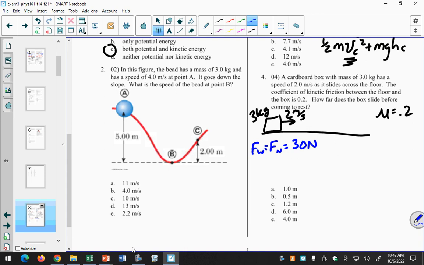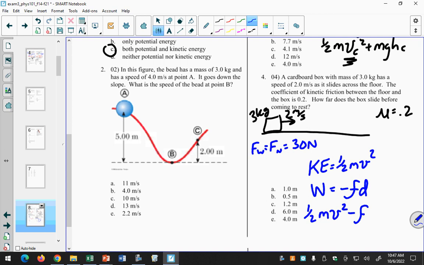Initially, this box only has kinetic energy. It has kinetic energy that's equal to 1/2 mv squared. And then the frictional force is going to do work that will take away all of that energy. So I would say that 1/2 mv squared minus the frictional force times the distance will equal 0. All that kinetic energy that the box has, as it slides across the floor, that frictional force will take away that energy.